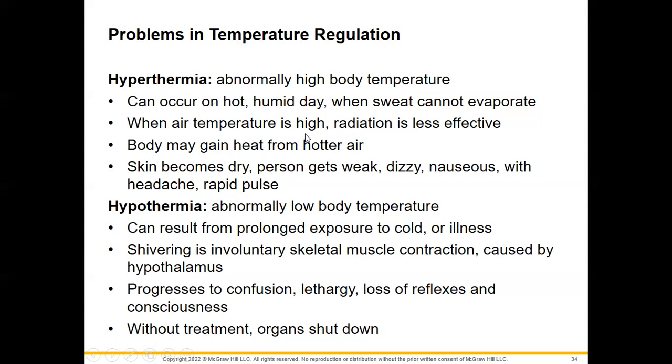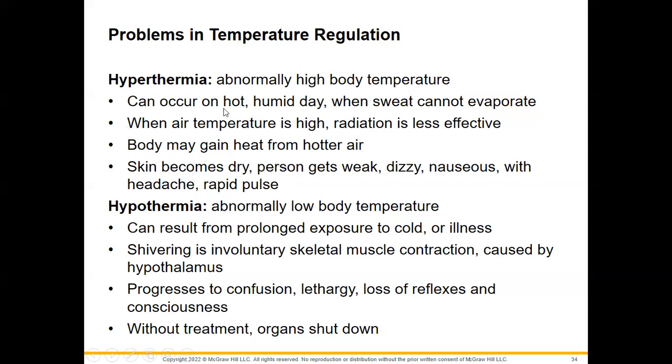When the air temperature is high, radiation is less effective. So we just talked about evaporation not being able to happen when there's humidity in the air. And now, if the temperature is too high, radiation can't even happen. Those infrared rays won't be able to leave the body surface and go into the ambient air, because the air is too hot, much hotter than your body surface, so the heat can't leave to a cooler surface, cooler air, because the air is not cooler.